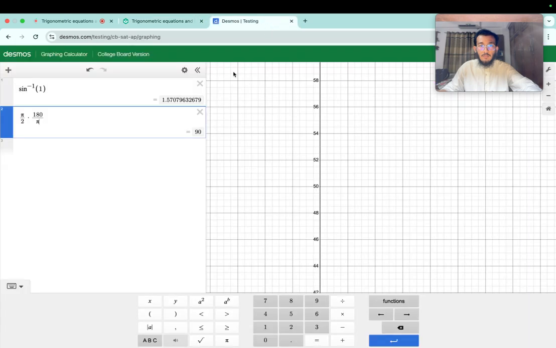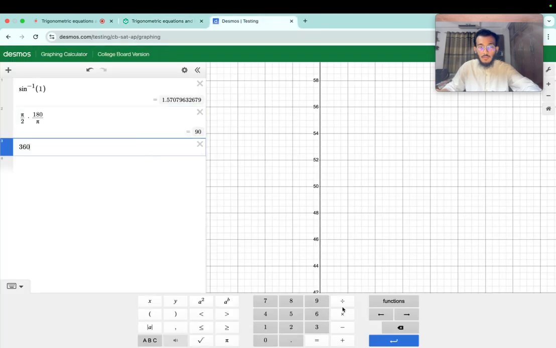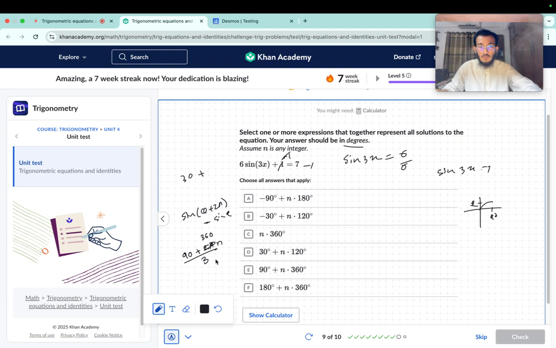So which means that we have sine of theta plus 2 pi equals sine theta. So which means that 90 plus 2 pi, divided by 3, and the n, of course. So 90 divided by 3 is 30, plus 2 pi. We are dealing with degrees, so it's 360. 360 divided by 3 is 120. So 30 plus n times 120 exactly.